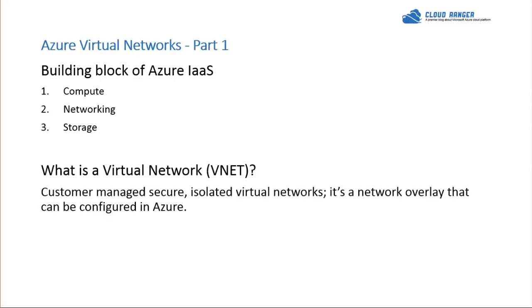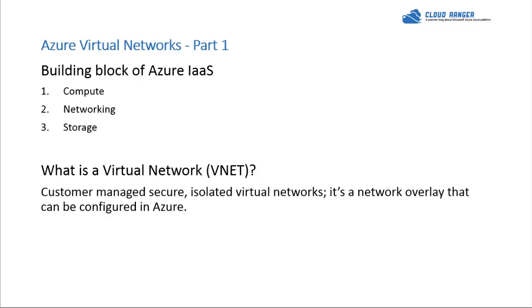Microsoft's definition for this is that it's a customer-managed, secure, isolated virtual network, or a network overlay that can be configured in Azure. The virtual network in Azure is not too different from the virtual network you're probably accustomed to in Hyper-V or VMware or whatever on-premises virtualization technology you are currently using. So if you know a little bit about how virtual networks work, it is similar to how it works in the cloud on Azure from our point of view in this course.